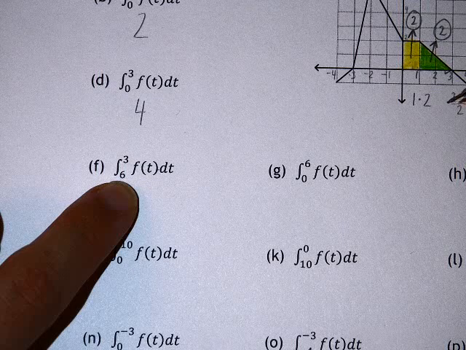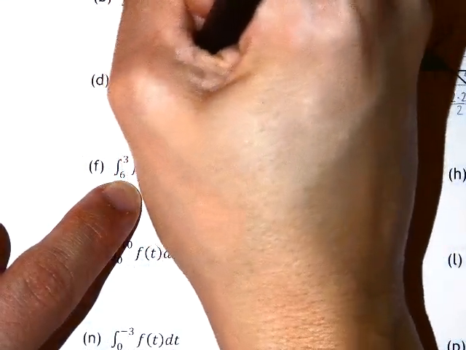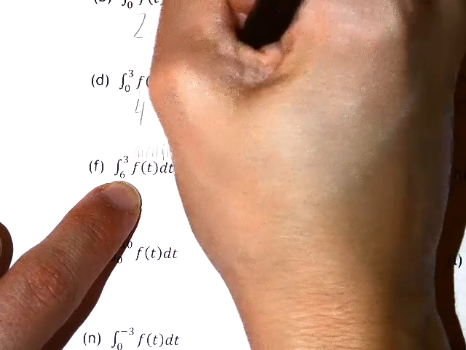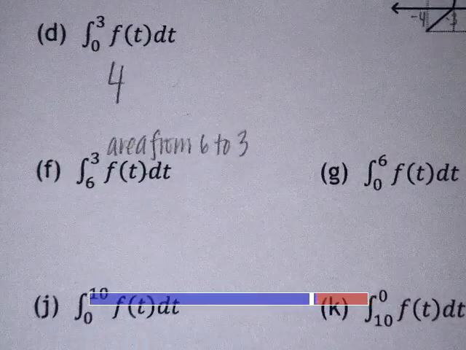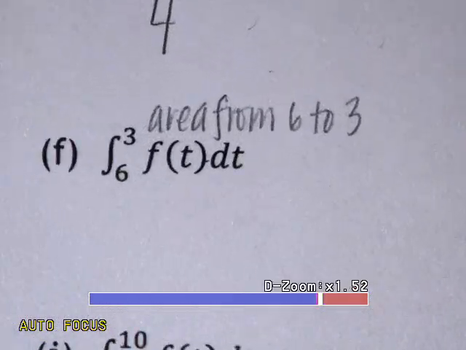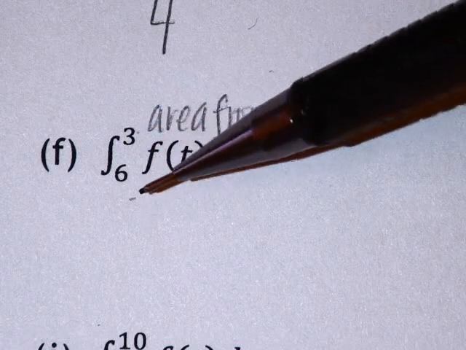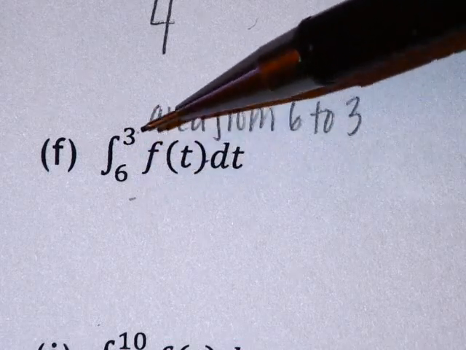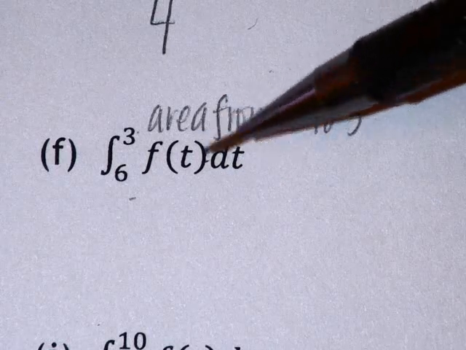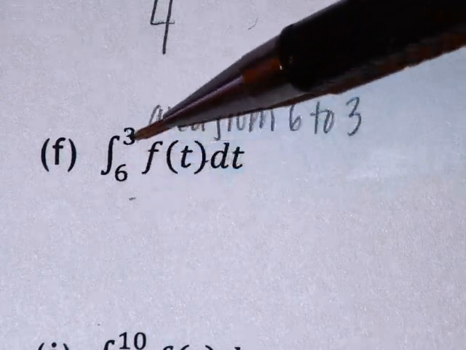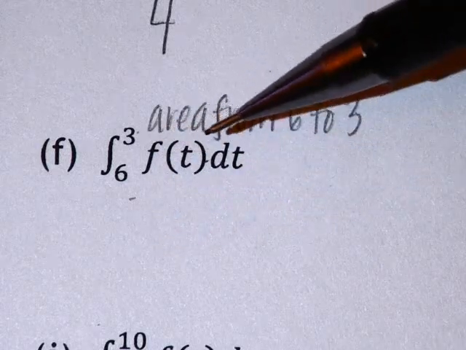Letter F is the area from 6 to 3. And I'm purposely writing this so that you can think about this as you're doing these problems with that order of an integral in mind. The way this is written is the area from 6 to 3. Remember, the bottom is always the start and the top is always the end. It doesn't matter if the start's bigger than the end. It's the locations of the numbers that dictate start and stop, not the size of the numbers.